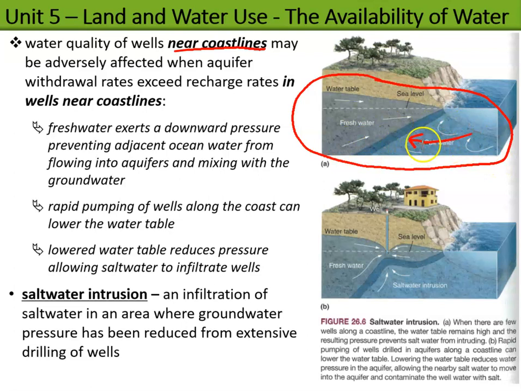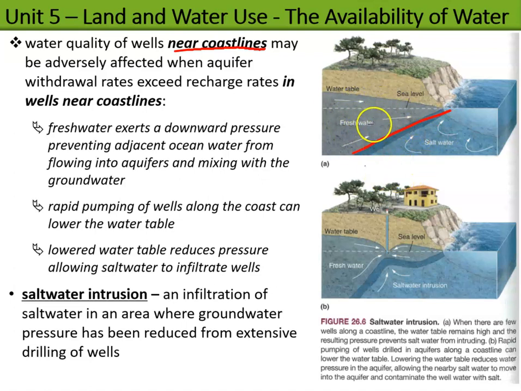But in any event, salt water is more dense than fresh water. So if you have an aquifer that has a mix of fresh and salt water, the fresh water is essentially floating on top of the salt water because it is less dense. It's exerting pressure down on the salt water because of its own weight, but they don't mix very much at all, because fresh water is much less dense than salt water. Now, that downward pressure prevents the adjacent ocean water from flowing into the aquifer too much and mixing with the groundwater.